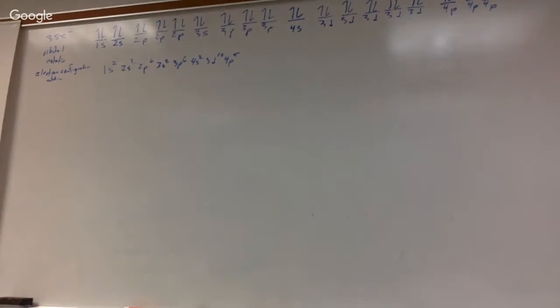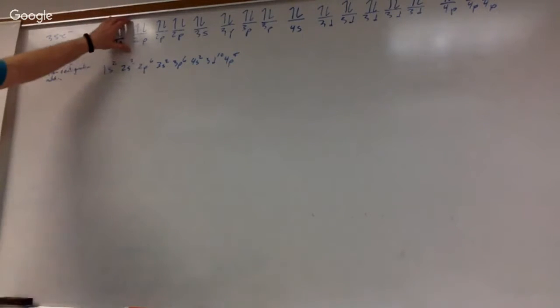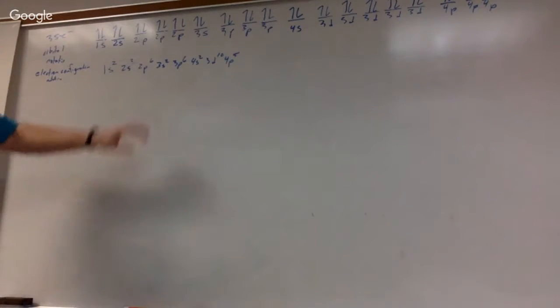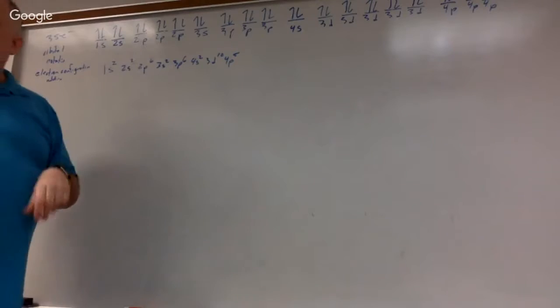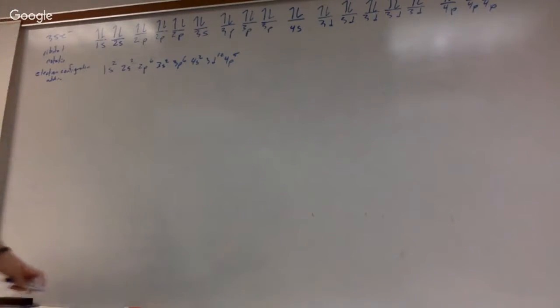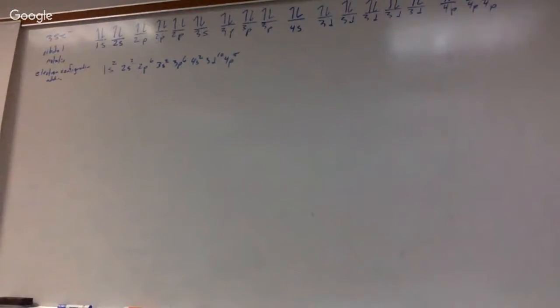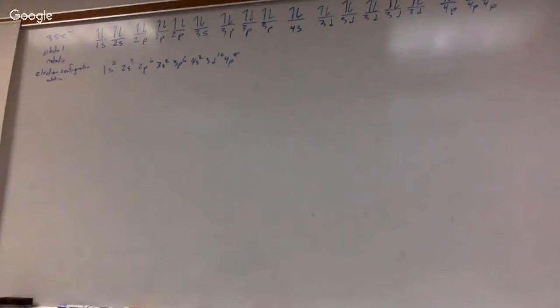And what's cool about shorthand notation is that you can do shorthand notation in combination with orbitals, or you can do shorthand notation in combination with electron configurations. And here's what we do. We literally take the noble gases and we use the noble gases configurations to replace portions of our configurations. What am I talking about here?